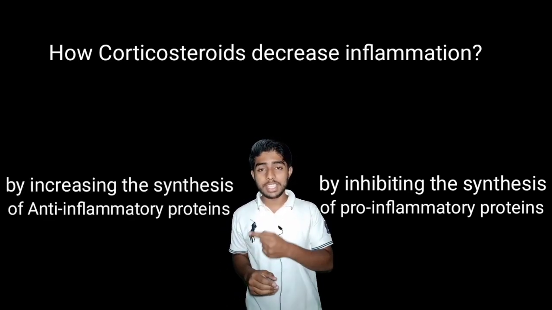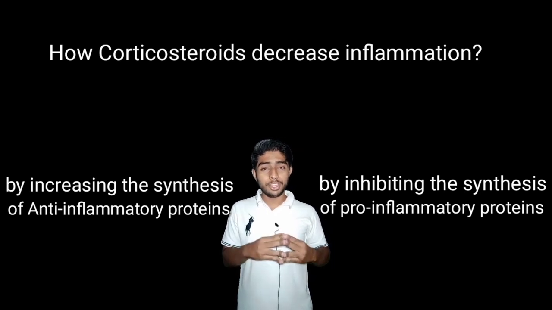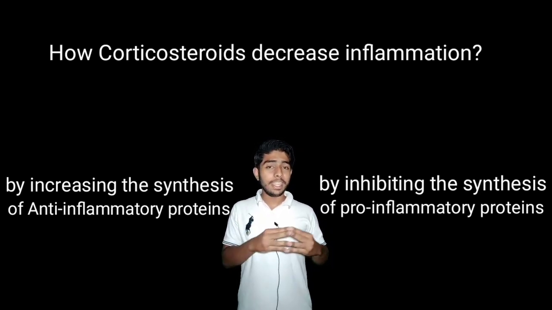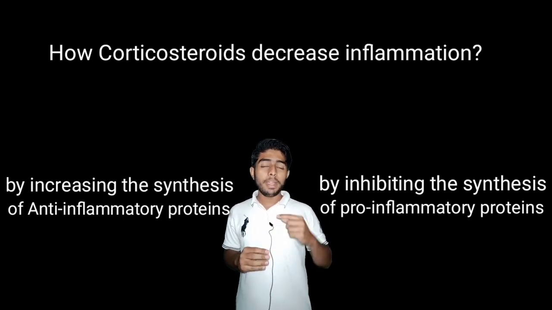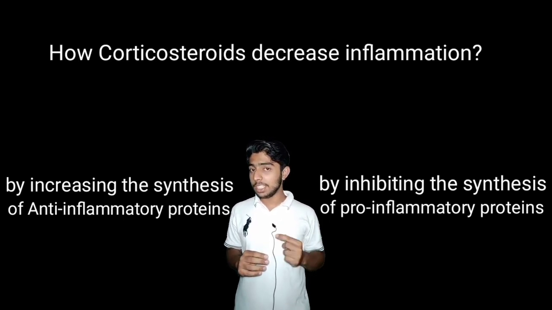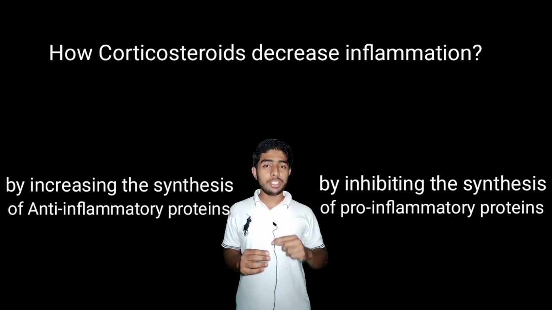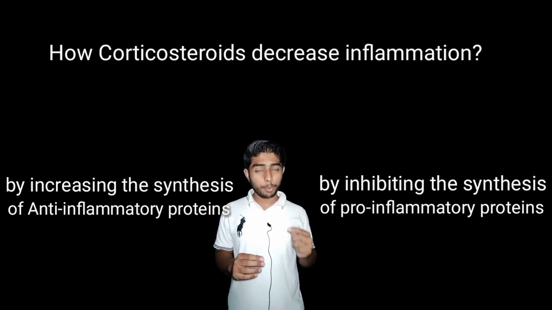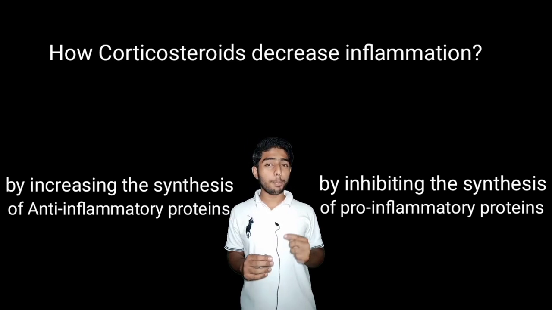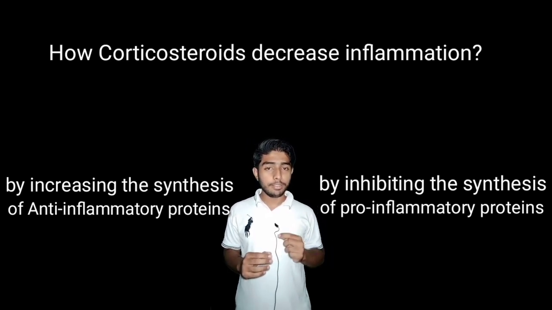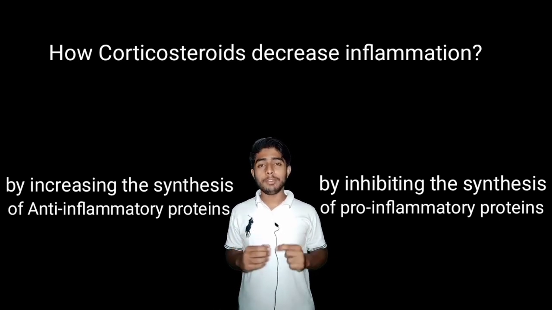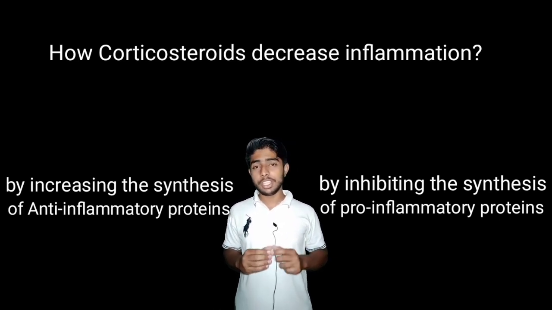The other way is that corticosteroidal drugs stimulate and inhibit certain genes in the cells. By inhibiting and stimulating those genes, it increases the formation of anti-inflammatory proteins, and these anti-inflammatory proteins have many important functions to decrease inflammation. So these are the two main ways by which corticosteroidal drugs decrease inflammation.